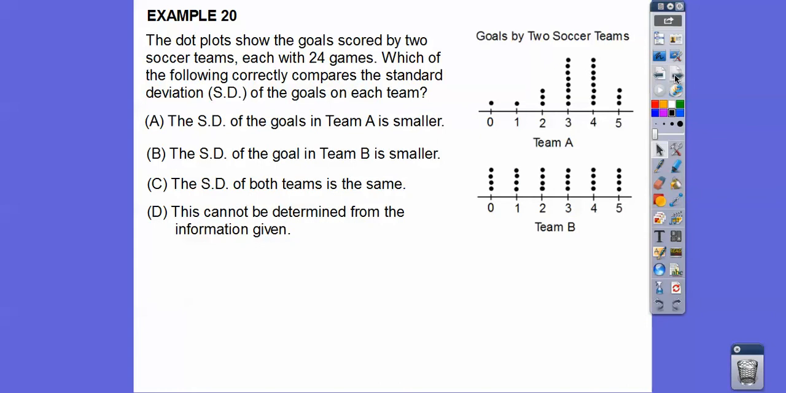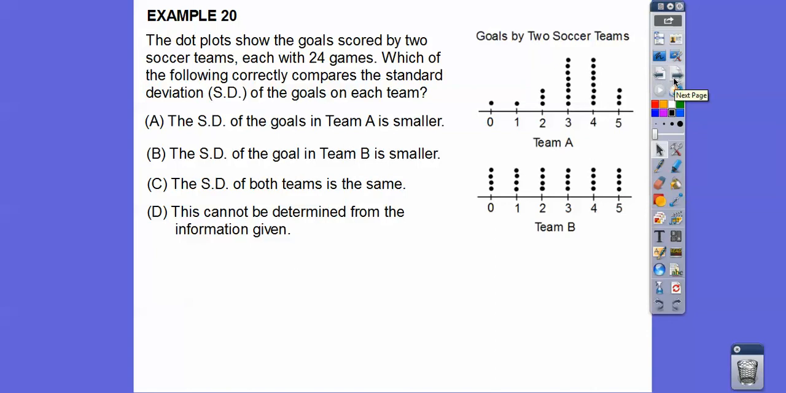Let's do one more here, you guys. The dot plot shows the goals scored by 2 soccer teams, each with 24 games. Which of the following correctly compares the standard deviation? The standard deviation is how much spread out all of them are. The standard deviation of the goals in Team A is smaller. The standard deviation of the goals in Team B is smaller. Or the standard deviations are the same.